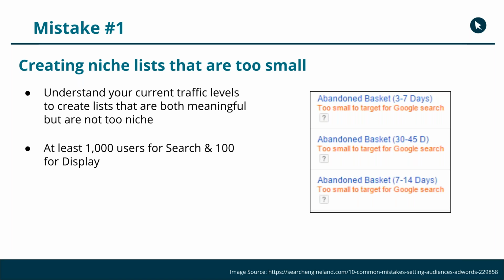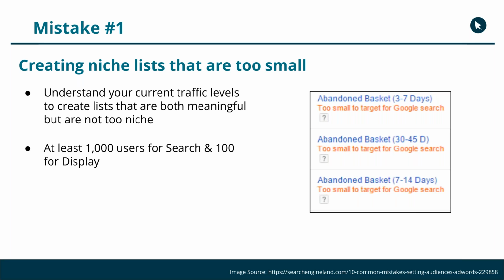So it's really understanding your current traffic levels and creating lists that are meaningful, but also aren't too niche. In this case, this user doesn't get enough cart abandonment to warrant having a 3 to 7 day split, a 7 to 14, a 30 to 45. In this case, maybe having one larger list from 1 to 30 days, 30 to 60, or something like that would have worked better for this client. So understanding the traffic levels that your audience list will get will allow you to not create lists that eventually just really won't amount to much.